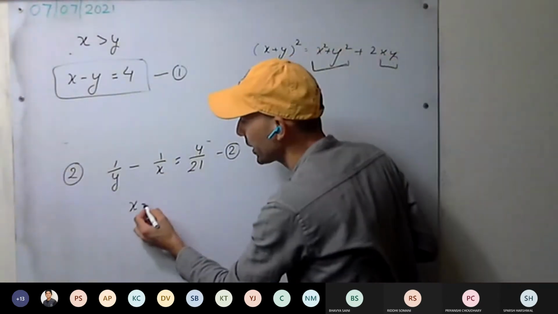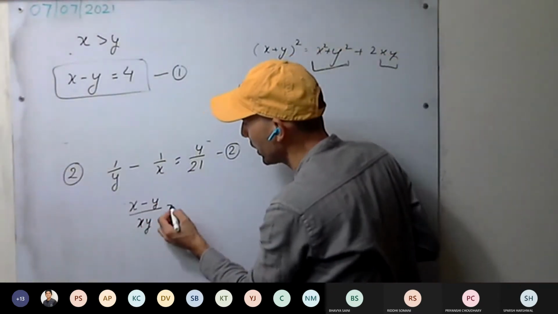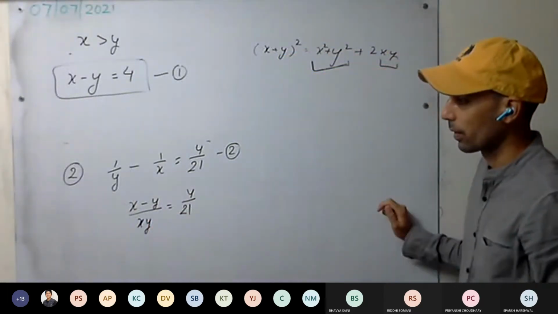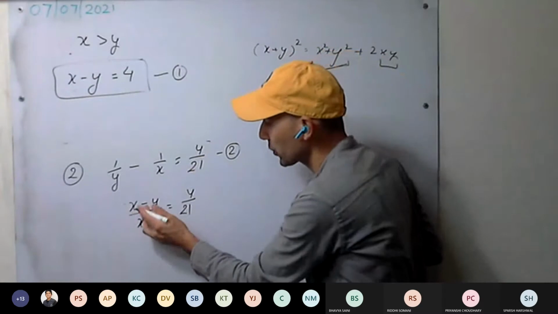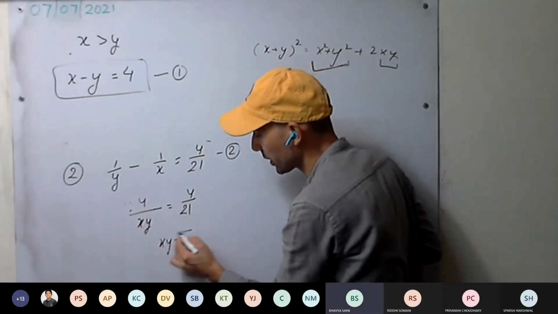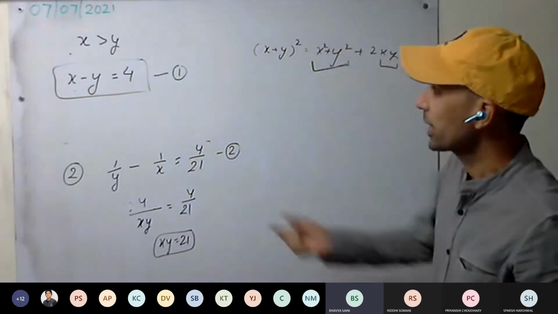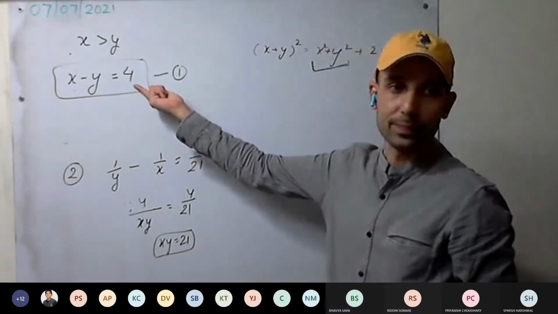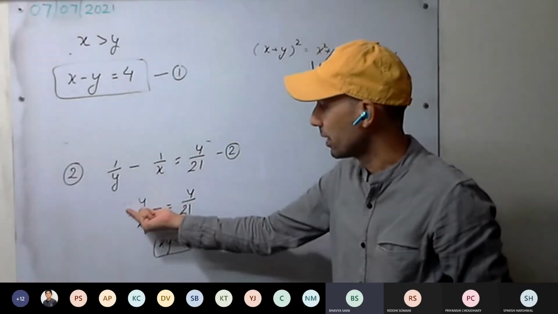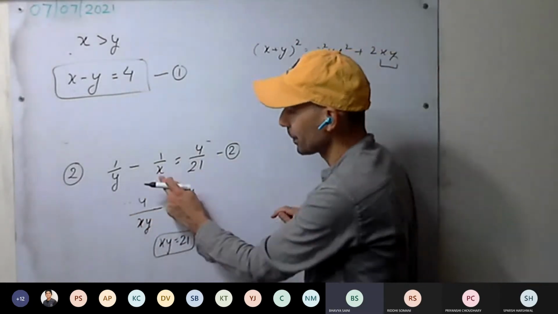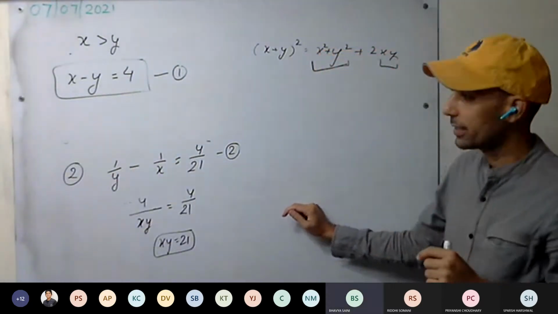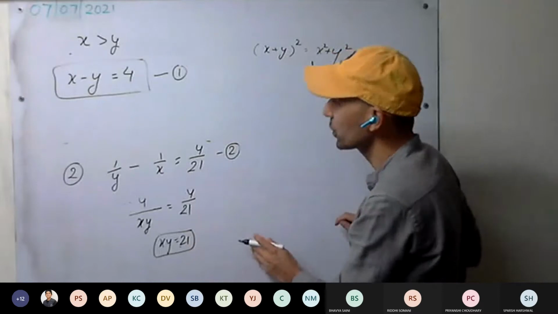So here, taking the LCM, x minus y upon xy equal to 4 upon 21. So x minus y is 4, we can put it here, xy equal to 21. In this, how can we get x minus y? Here take the LCM. So x minus y, okay, xy equal to 21.